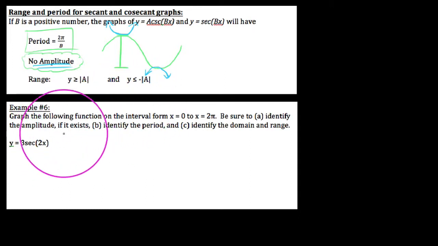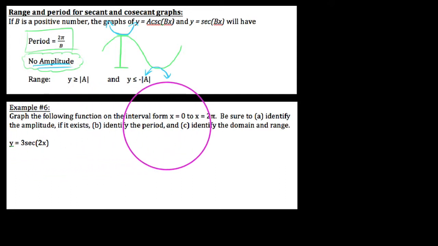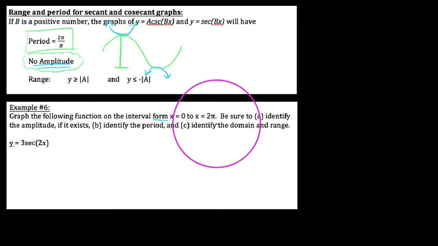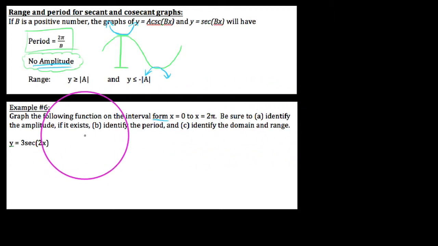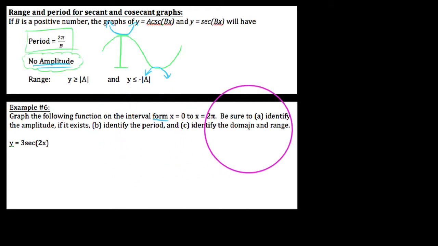So we're going to go ahead and take a look at an example. I think that's the best way to approach this. We say graph the following function on the interval from x equals 0 to 2 pi. We want to identify the amplitude if it exists. It does not exist, recall. The period and the domain or range.